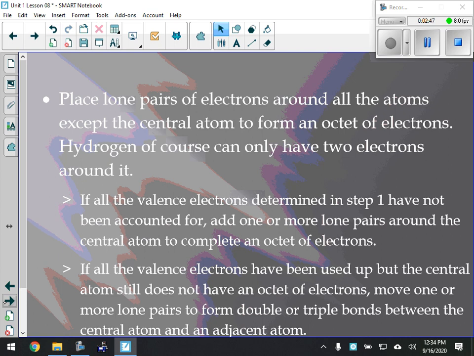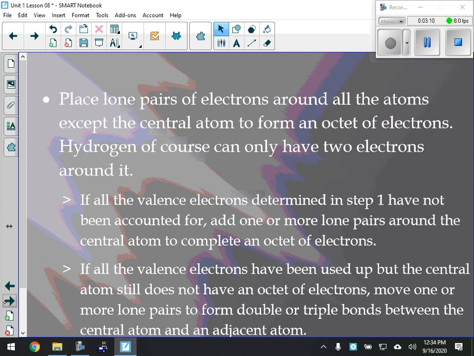So it says place lone pairs on the outside atoms first, so we'll talk about that. And then if the outside atoms are good, then we're going to start shifting some around, and if we have extras left over, we're going to put them on the middle atom, the central atom, and if we don't have enough, we're going to move some stuff around. That's a very, very simplistic form of this, okay, from yesterday.